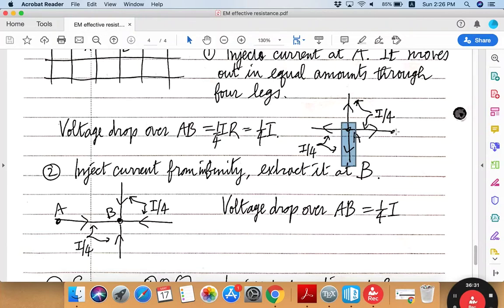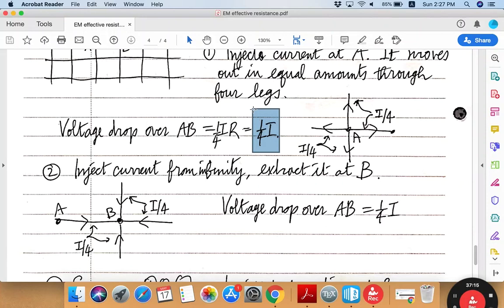So between A and B, there is a resistance of R, and there is a current of I over 4. So therefore, the voltage drop between A and B, under this thought experimental situation, is just current times resistance, which is 1/4 times R, 1/4 times I, since we assume that the resistance has a unit value. Okay, so that was a simple thought experiment to analyze.